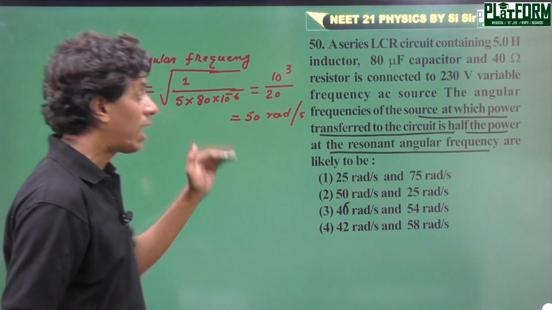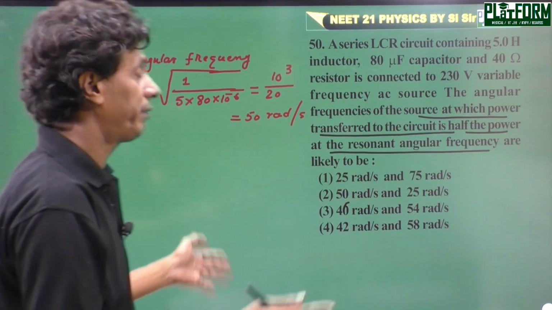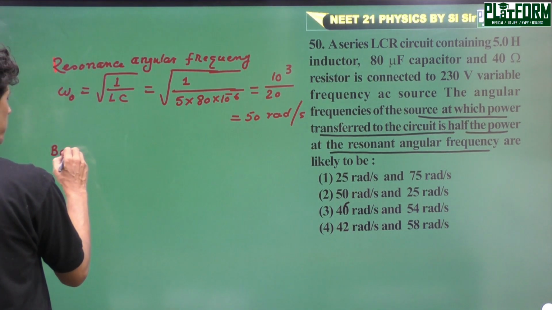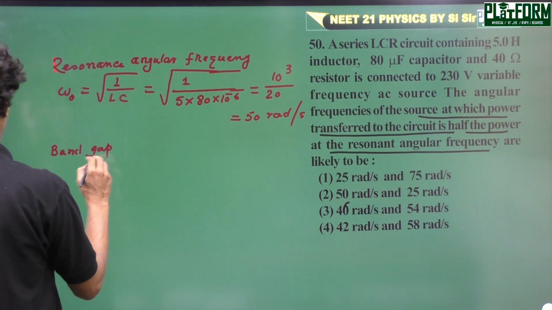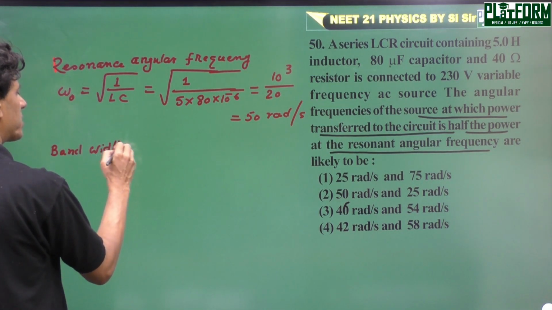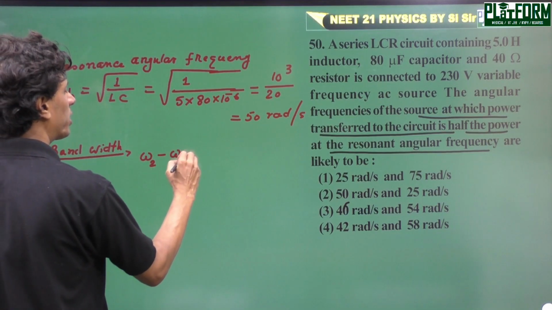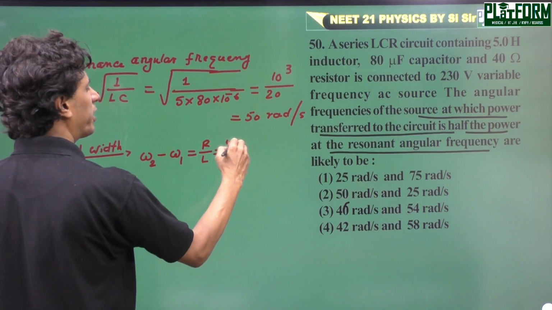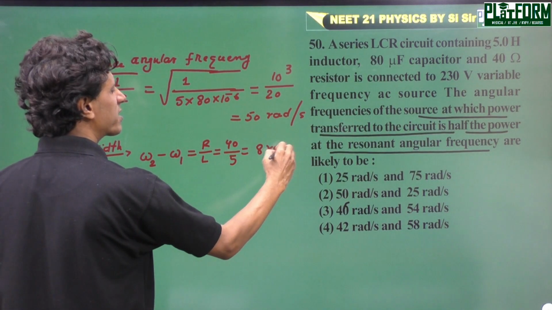And you know, half power. In the case of half power, we have to find out the bandwidth of this LCR circuit. It is omega 2 minus omega 1 equal to R by L, and 40 by 5, it is 8 rad per second.